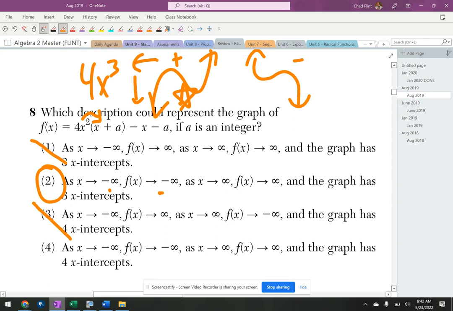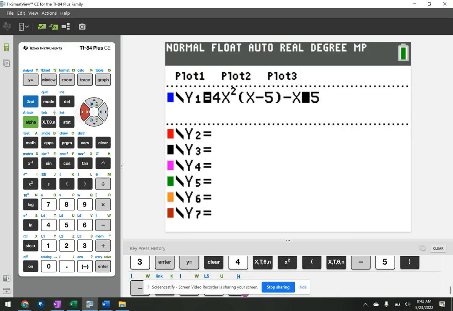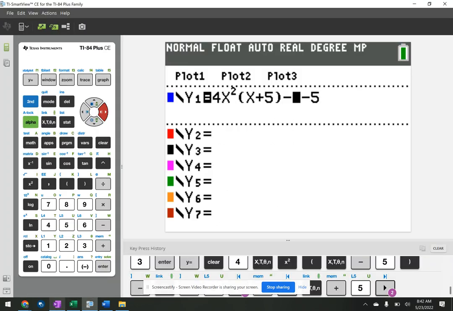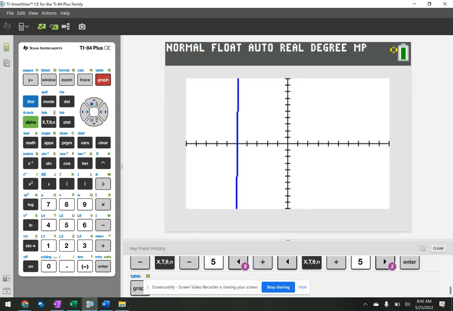Oh, it's plus a. x plus 5. Make sure I got that right. x plus a in parentheses, then minus x minus a. If it's an integer, enter. Let's hit graph and see what she looks like. All right, so that has 3.